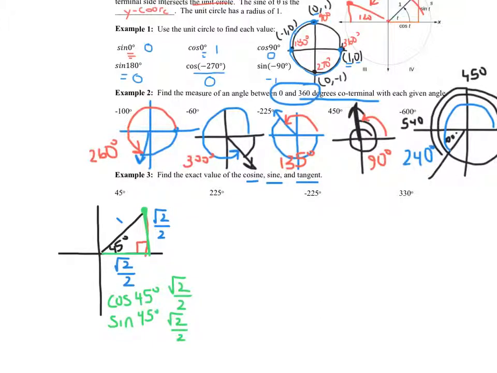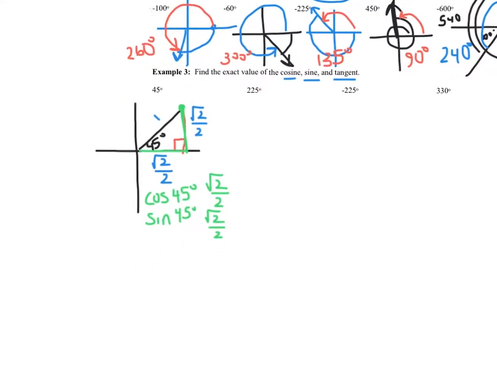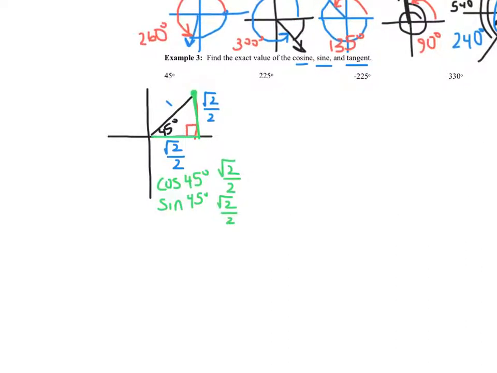Now, to find the tangent, you could do opposite over adjacent. So opposite over adjacent would be root 2 over 2 divided by root 2 over 2. So the tangent of 45 degrees is going to be positive 1. Another way to look at tangent: tangent of theta of an angle is sine of theta over cosine, or the y divided by the x.